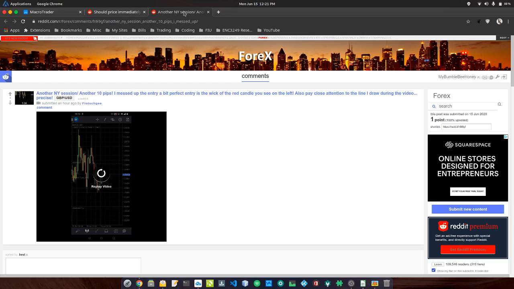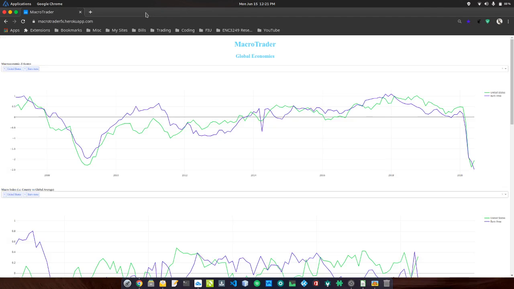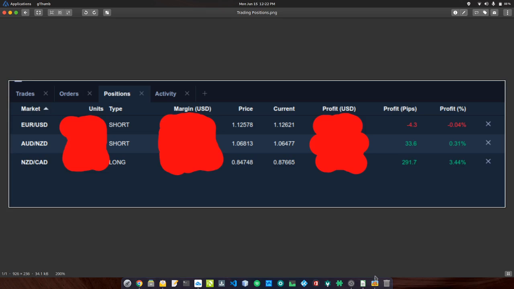And another one. Look at this. Love this. "Another New York session. Another 10 pips. Woohoo!" Hey, 10 pips, guys. I brought this up before. Quit going after peanuts. I mean, that's less than peanuts. 10 pips is, guys, 0.1%. That's 1/10 of 1% movement on the asset class.